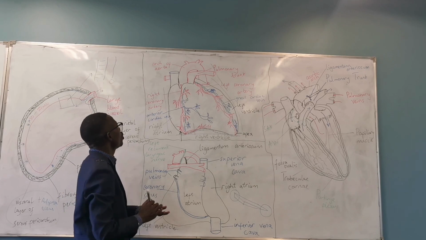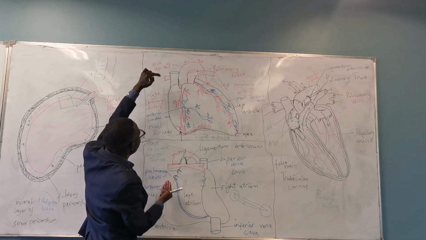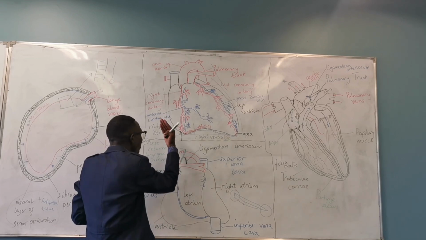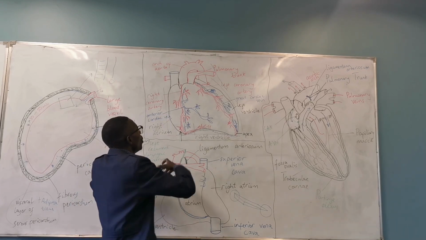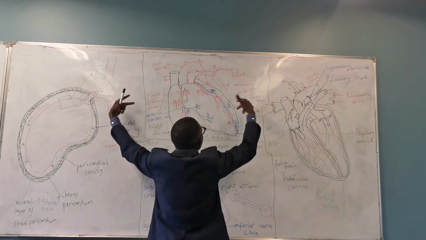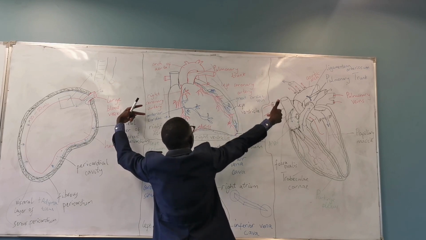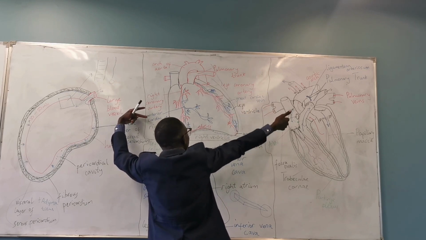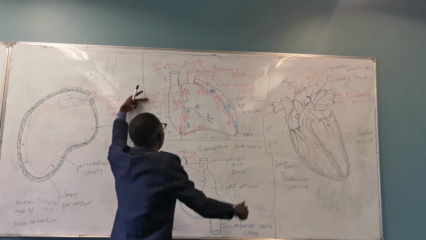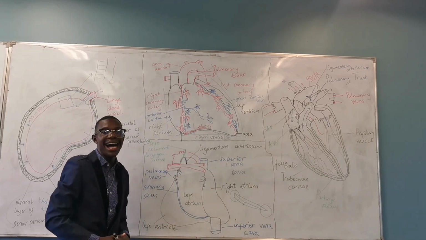Is it? Right. So we are going to have the superior vena cava draining blood into the heart, and the inferior vena cava draining blood into the heart. We are also going to have four pulmonary veins, two coming from each lung. So we're going to have two pulmonary veins coming from the left lung, and two pulmonary veins coming from the right lung. They are also going to drain into the heart.